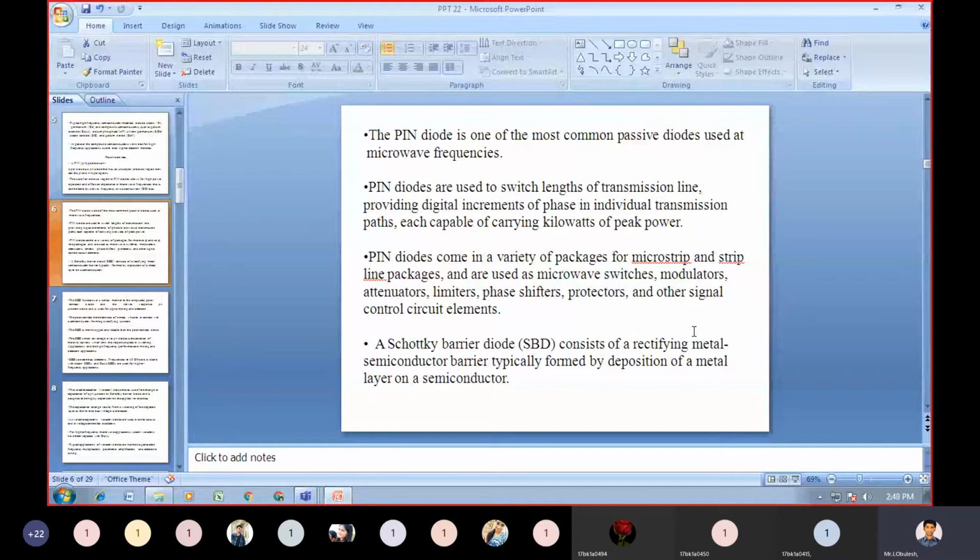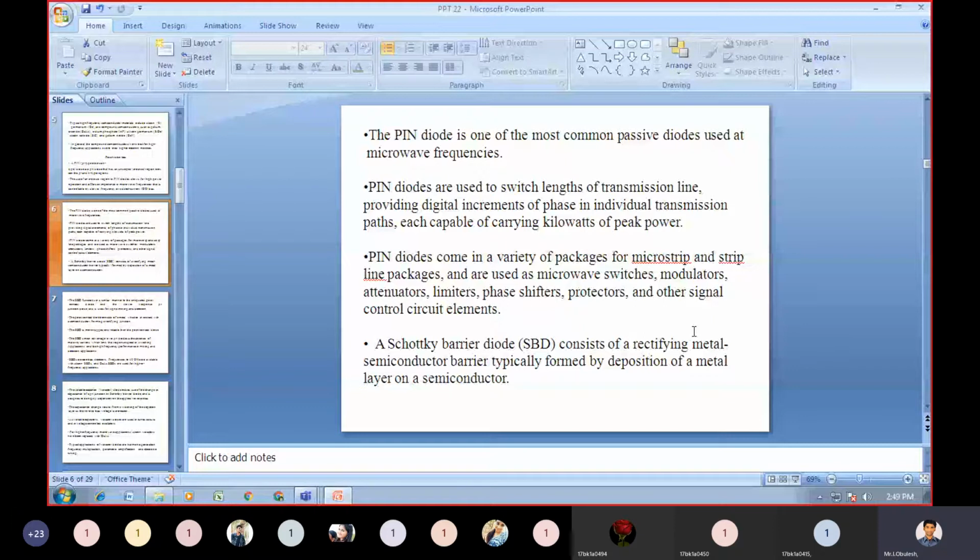The PIN diodes are used to switch lengths of the transmission line, providing digital increments of phase in individual transmission paths, each capable of carrying kilowatts of peak power.